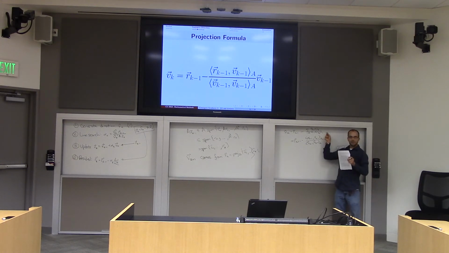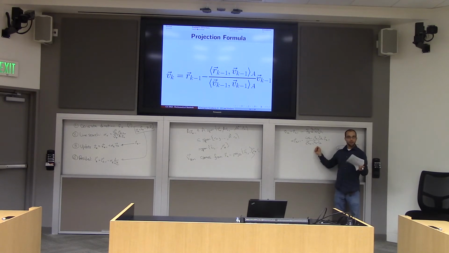How much time does this formula take to evaluate? Well, there are K terms in this sum. K minus 1. How many terms are in this sum? 1. So what did I just do? I gave you a nice recursive strategy for generating A-orthogonal directions, otherwise known as conjugate directions, one after the next.